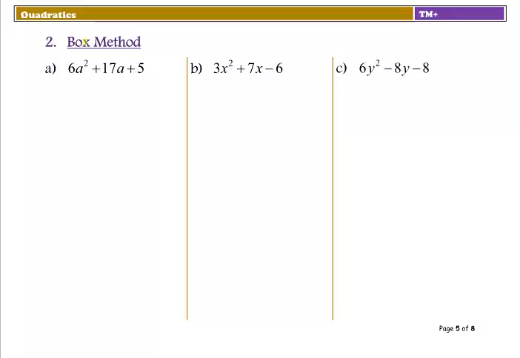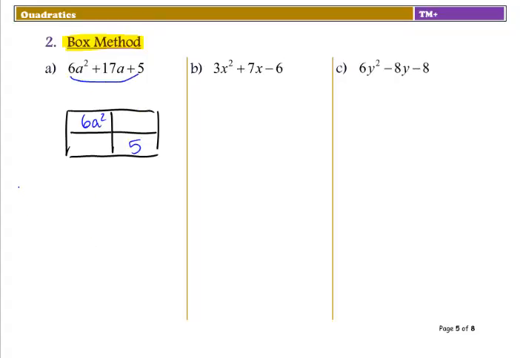Now we're going to be looking at the second method for solving quadratics of the form y equals ax squared plus bx plus c. The first one we're looking at is 6a squared plus 17a plus 5. Our first step is to draw a box, hence why it's called the box method. In this cell goes our first term, and in this cell goes our last term.